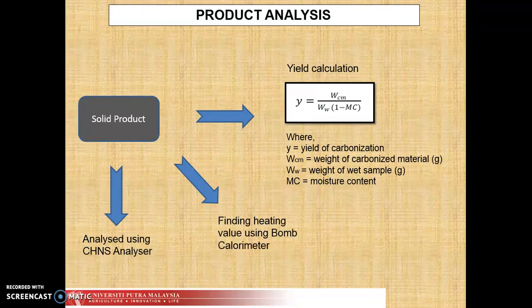For the product analysis, the yield of solid product will be calculated using the yield equation, where Y is the yield of carbonization, WCM is the weight of carbonized material, WW is the weight of wet sample, and MC is the moisture content, which we calculated before this. Then it is analyzed using a CHNS analyzer, and after that the heating value is found using a bomb calorimeter.